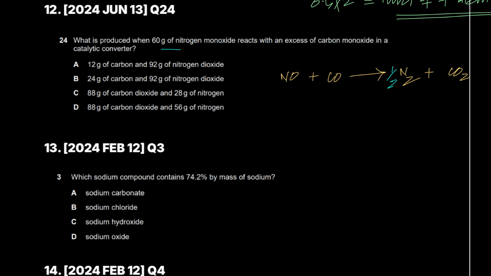So I have 60 grams of nitrogen monoxide. I can convert it into moles. Mass equal mole times molar mass. Mass is 60. Moles I need to calculate. Molar mass of nitrogen monoxide is what? 14 plus 16. What do you get? 30. N is equal to 2 moles.